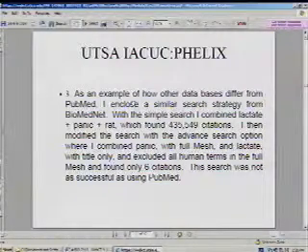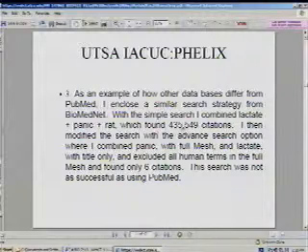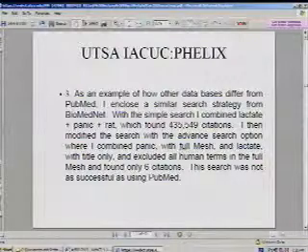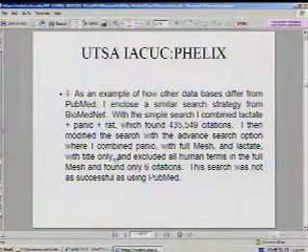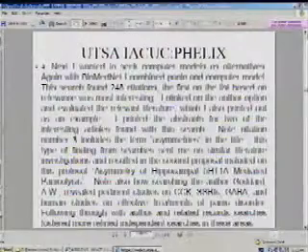As an example of how other databases differ from PubMed, I enclose a similar search strategy from BioMedNet. With the simple search, I combined lactate and panic in rat, which found 435,549 citations. I went on to modify to an advanced search option where I combined panic with the full MeSH and lactate with title only and excluded all human terms in the full MeSH and found only 6 citations. This search was not as successful as through PubMed.